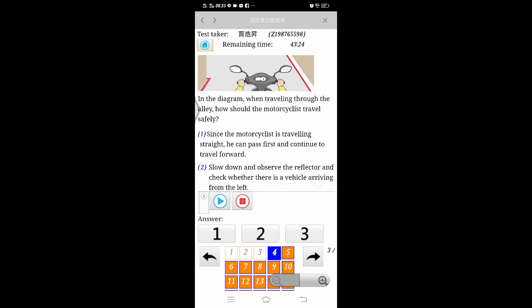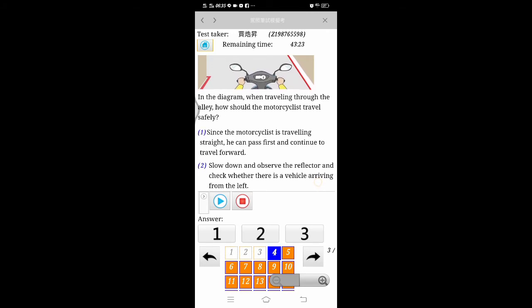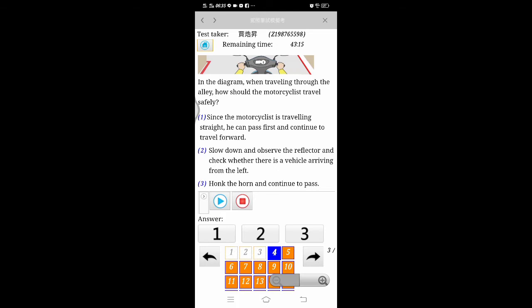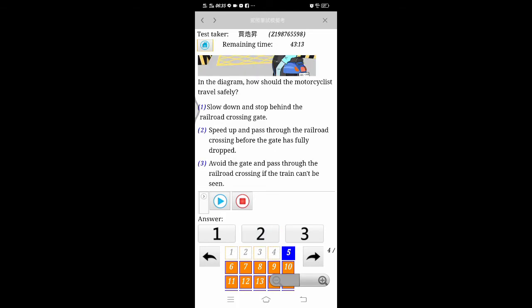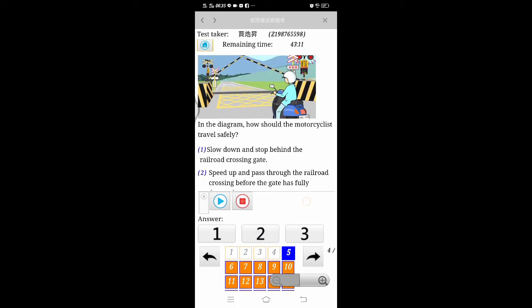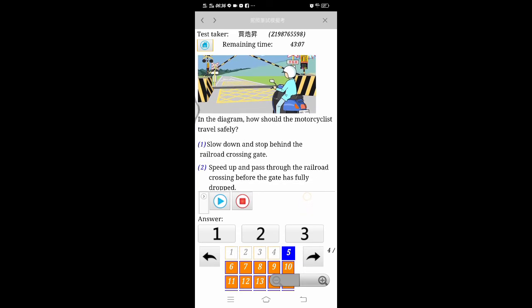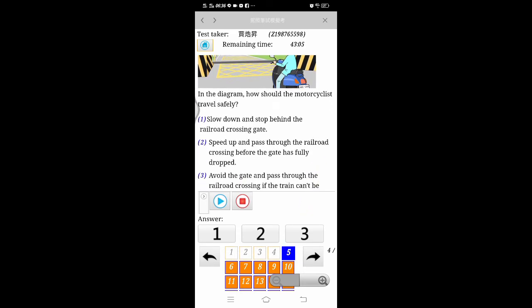In the diagram, when traveling through the alley, how should the motorcyclist travel safely? 1. Since the motorcyclist is traveling straight, he can pass first and continue. In the diagram, how should the motorcyclist travel safely? 1. Slow down and stop behind the railroad crossing gate.